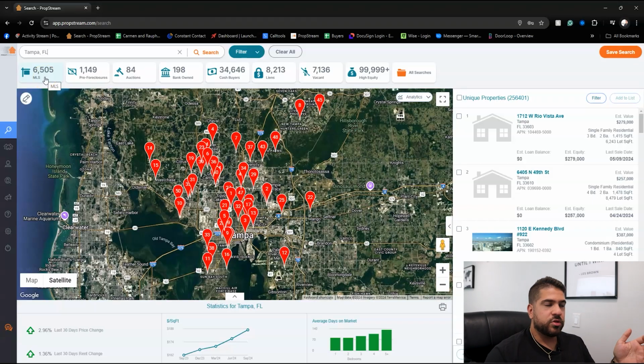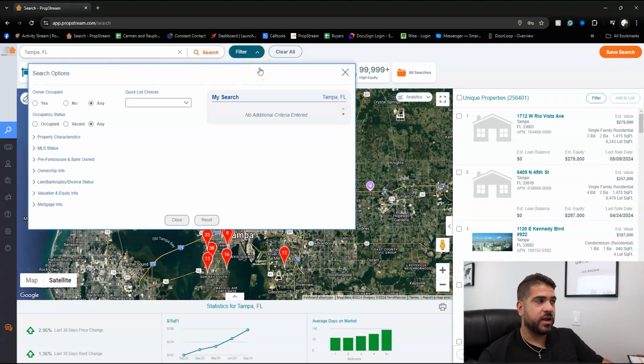What properties are you really looking at? You have to specify what properties you're looking for. This is where a filter comes very handy. So you go to the filter and you start by figuring out what kind of motivation, what kind of property you're looking for, right?